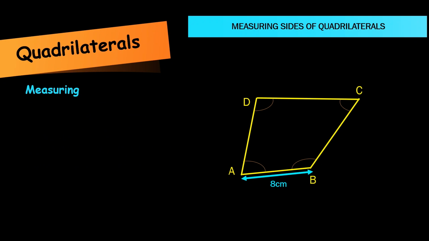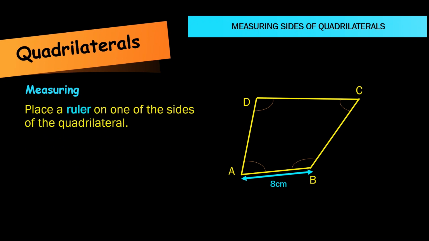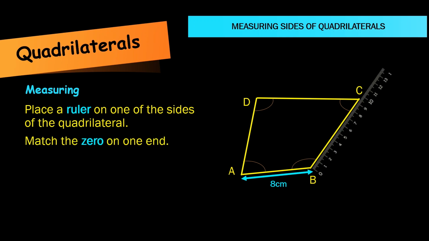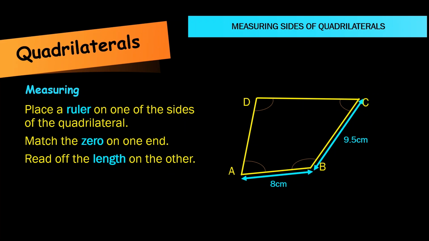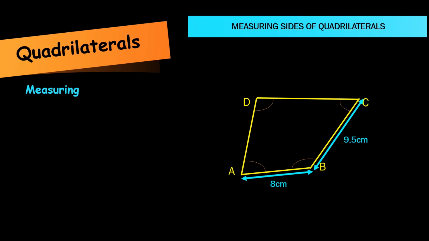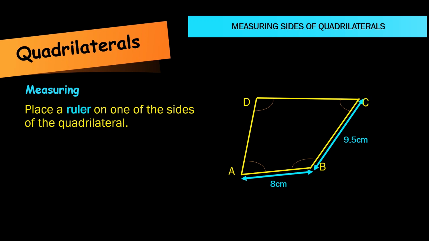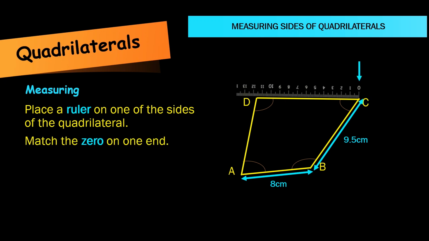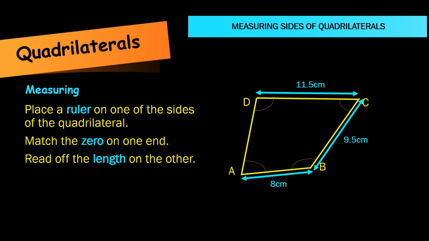Similarly for the other sides. Place a ruler on one of the sides, as shown. Match the 0 here, and then read off the length on the other end, here, to give us 9.5 centimeters. And again for the next side, match the 0, and then read off the length, to give us 11.5 centimeters.